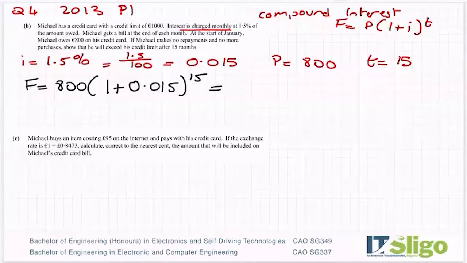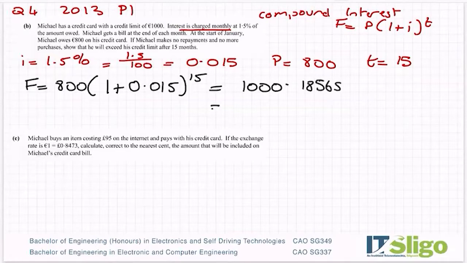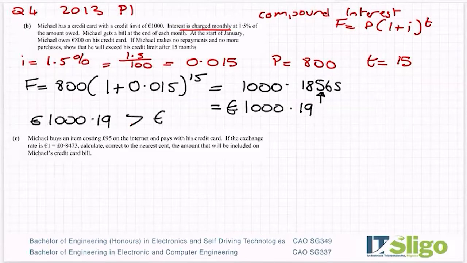Okay, so let's put that into our calculator. And I'm getting 1,000.18565. And because it's money, it has to be 2 decimal places. So I have to look at that one, and it's going to round it up to 19. So €1,000 and 19 cents. And I would say €1,000 and 19 cents is greater than €1,000. Okay, so that's you shown that it has exceeded the limit of €1,000.